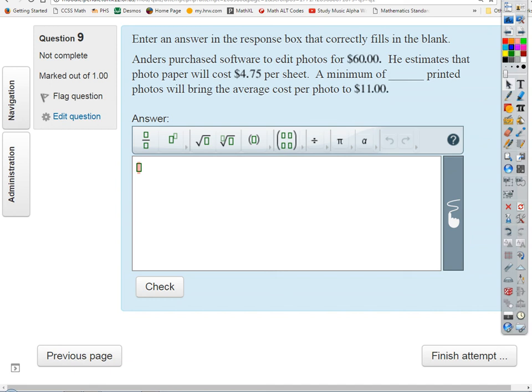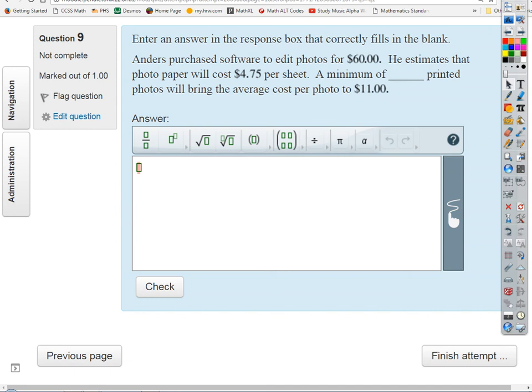Okay, so how are you gonna set up a problem like this? When you're asking for these average costs, that's when you'll see, as you do more math, why these functions pop up. But if we wanted to do something like this, where he's got some upfront expense to buy software to edit photos, and then paper costs $4.75 per sheet. So what's the total cost?